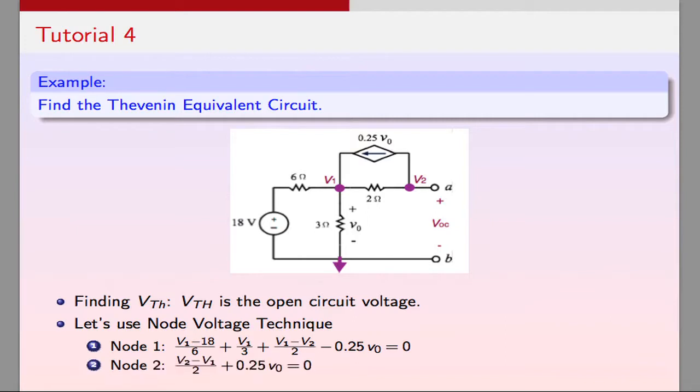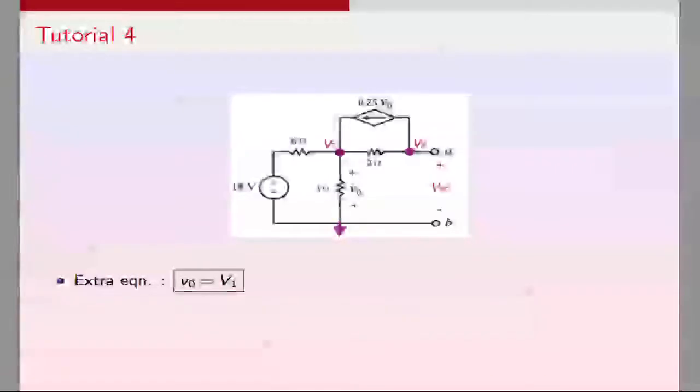And now for node 2, we have the following simple equation. Okay, we have two equations but three unknowns. We therefore need a third equation that involves the voltage V0. From the figure, V0 is the voltage across the 3 ohm resistor, which is the voltage from node 1 to ground. This voltage is the same as node voltage V1, which means that V0 is equal to V1. And this will be our extra equation.